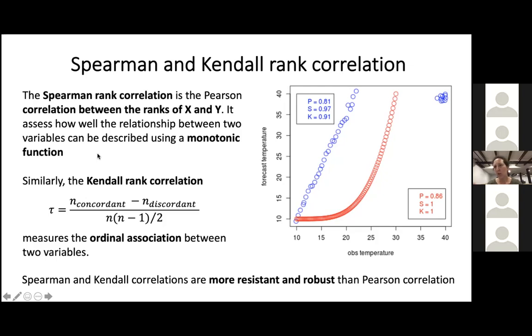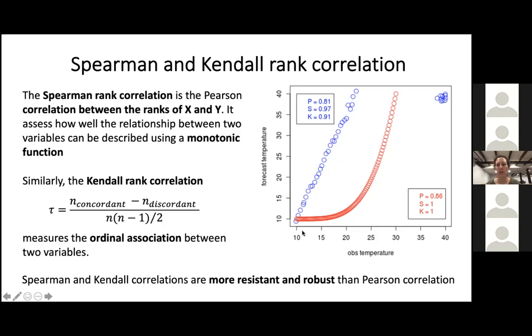Well, for verification, you want it to be linear, okay? But if in the future you want to assess, for example, the relationship between two variables, the Spearman correlation can be useful, because the relationship most probably is not linear if it's weather. So you might look at these statistics. And what I really want to say is that the Spearman and Kendall correlations are more resistant and robust than the Pearson correlation.